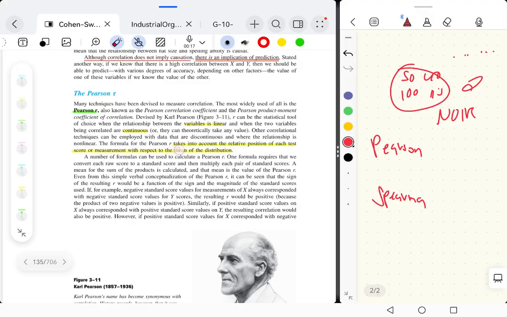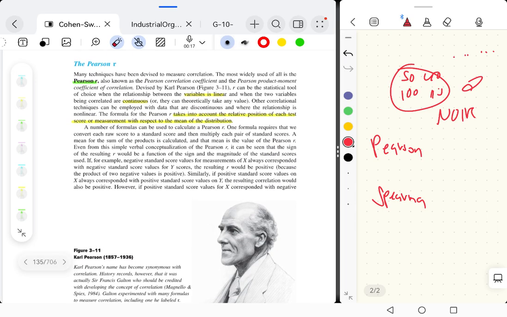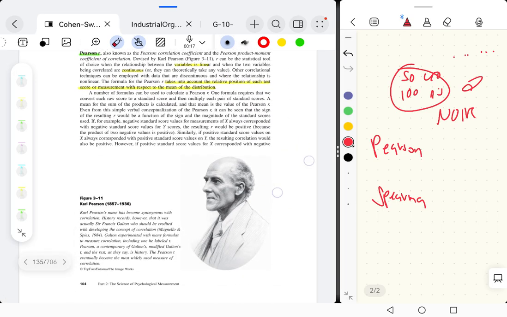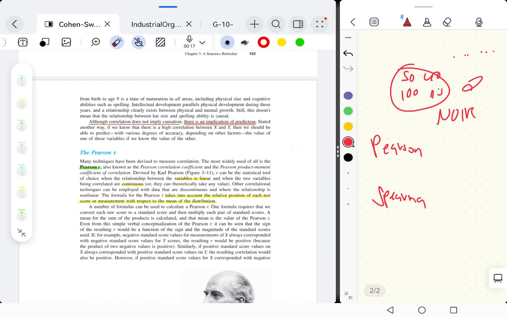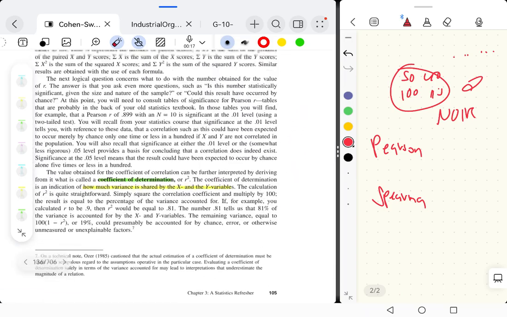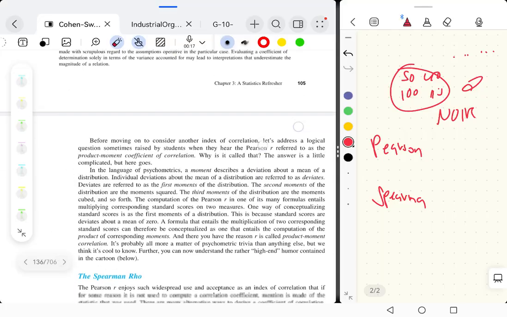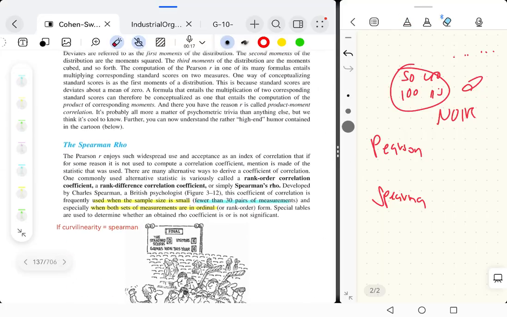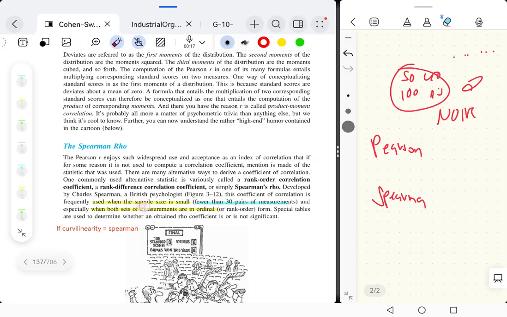So Pearson R takes into account the relative position of each score measurement with respect to the mean of the distribution. So you use Pearson R when your variables are linear and continuous. That's pretty much it. The opposite goes for Spearman rho, because you use Spearman rho when the sample size is small, fewer than 30 pairs of measurements, and when both sets of measurements are in ordinal form, or in this case, discontinuous, guys.